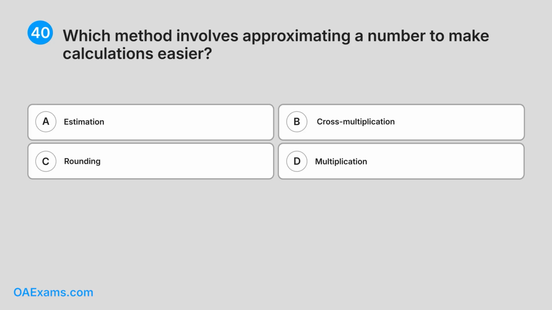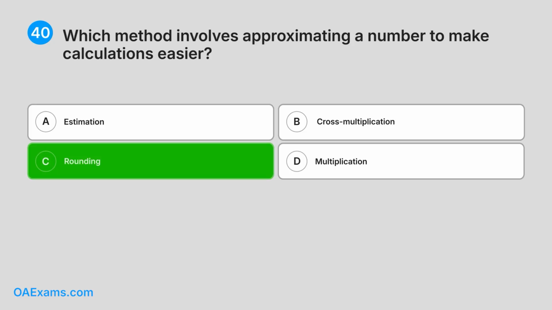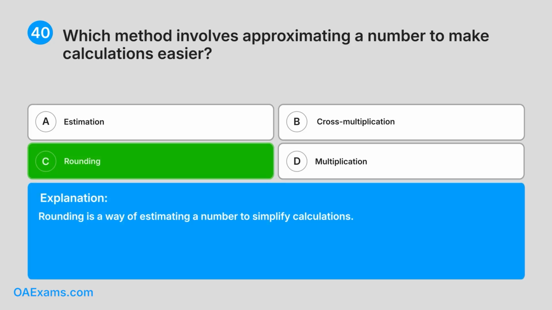Correct answer. C. Rounding. Explanation. Rounding is a way of estimating a number to simplify calculations.